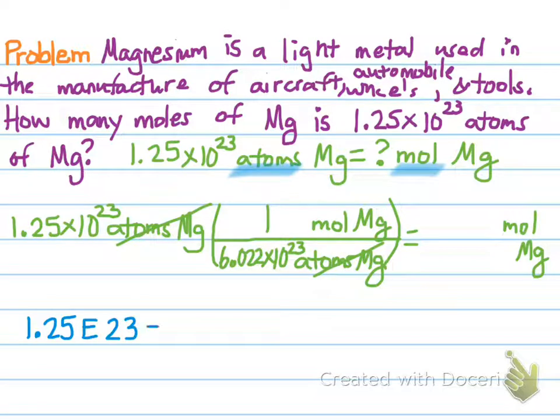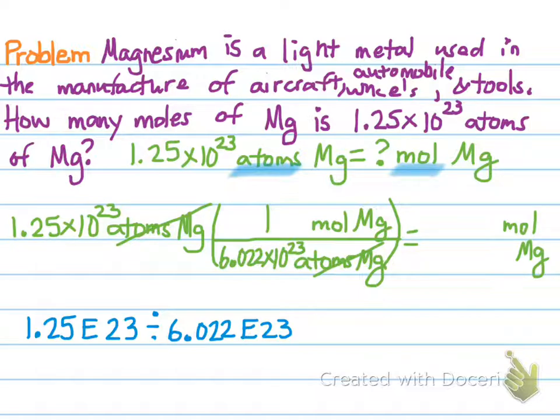23 divided by 6.022 E23. Right? I don't need to put my multiply by 1 in there, right? Because that's not going to change anything. So, now that we've talked about how to put this in your calculator, I'd really encourage you to do that right now and make sure you're able to get your answer.